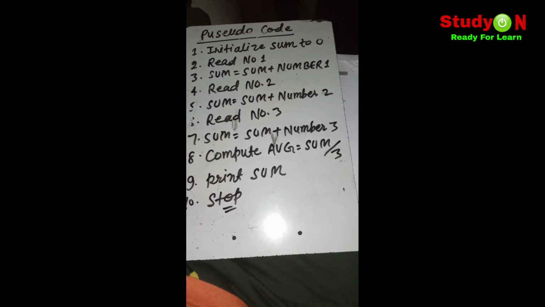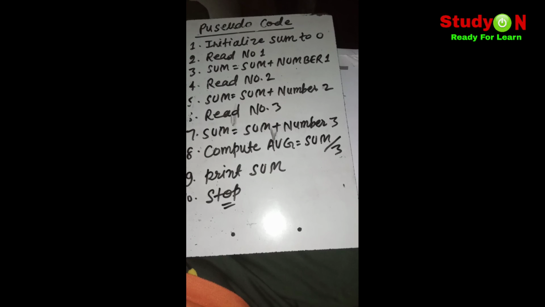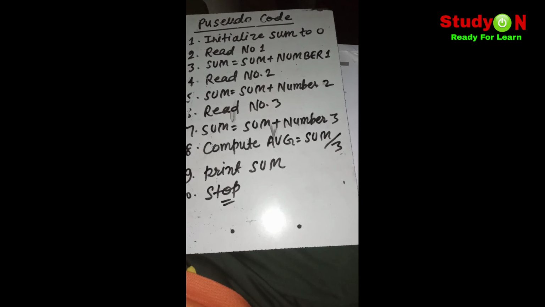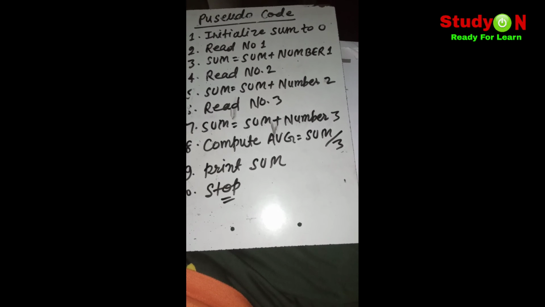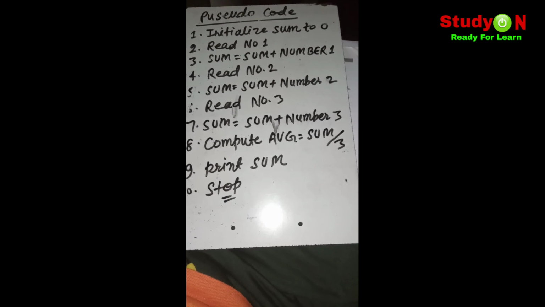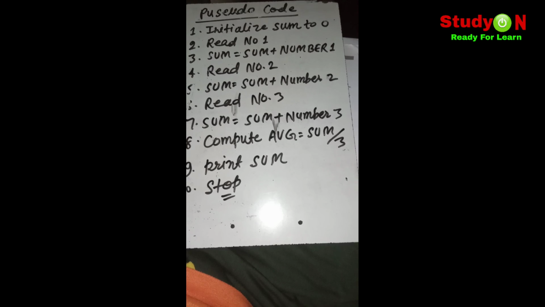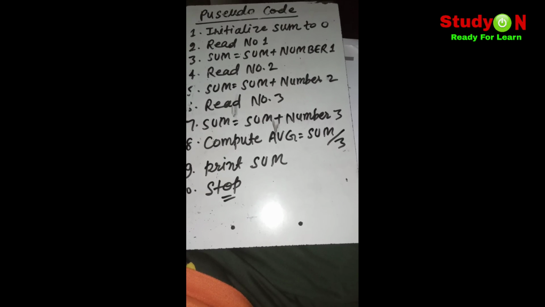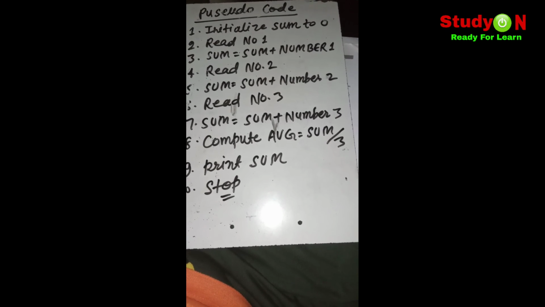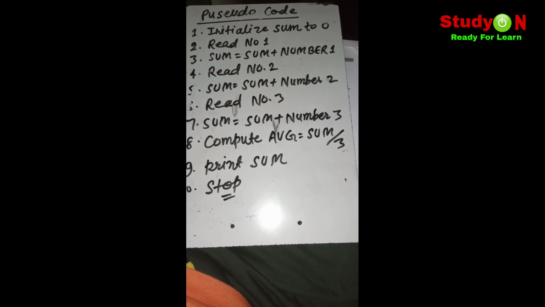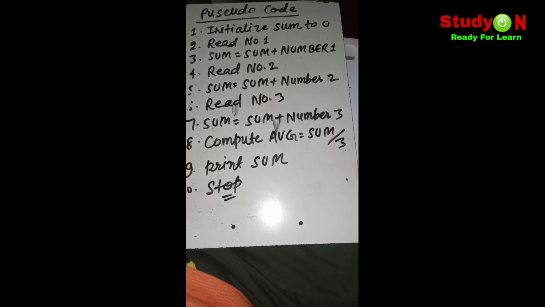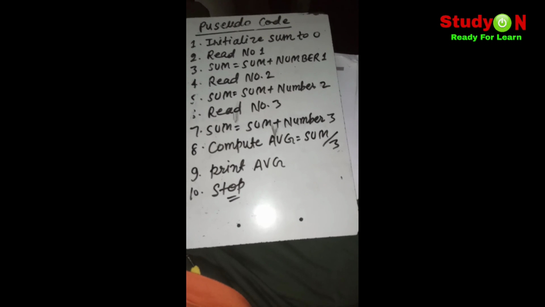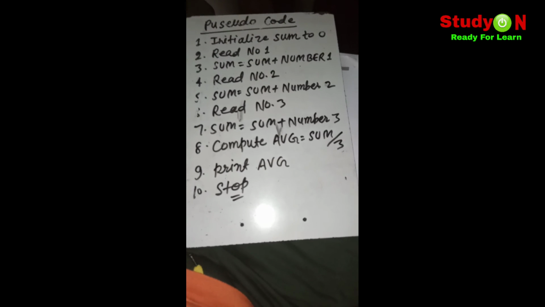We write read number 2 and calculate the sum with the previous sum plus number 2, and then read number 3, then calculate the sum with the previous sum plus number 3 and compute the average equal to sum divided by 3, and then print sum, then print average and stop. This is our pseudocode.